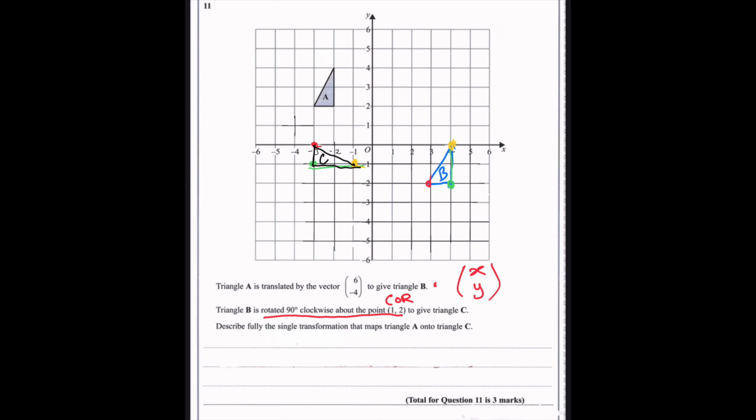Final bit of the question then, we're not finished. Describe the single transformation to get from A to C. To get from A to C, as we know, it has to be a rotation. This one is upright, and this one is on its side. When we're describing a rotation, we need two things. We need the direction, is it clockwise or anti-clockwise? And we need the center of rotation. I can see from this that this triangle rotates this way, which is clockwise.